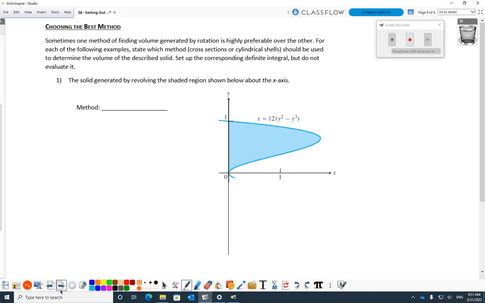The solid generated by revolving the shaded region shown below about the x-axis. So I'm going to lightly draw in green the other side of this thing. If it's revolved around the x-axis, let's see how I do and see if it looks symmetrical when I'm done.